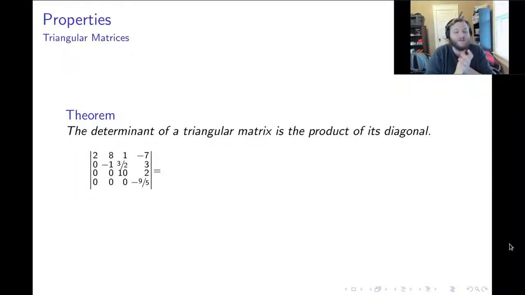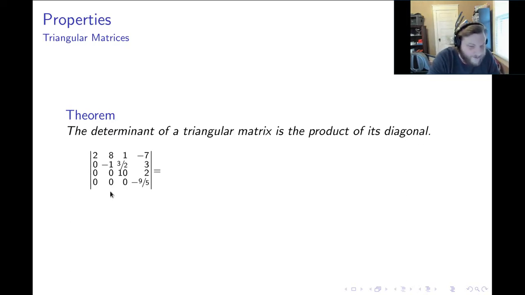So let's state some general properties of determinants. The first important property that we'll point out is that, in general, taking determinants is quite difficult, but sometimes it's not. And one class of matrices for which determinants are not difficult to calculate are triangular matrices. There's a theorem that says the determinant of a triangular matrix is just the product of its diagonal entries.